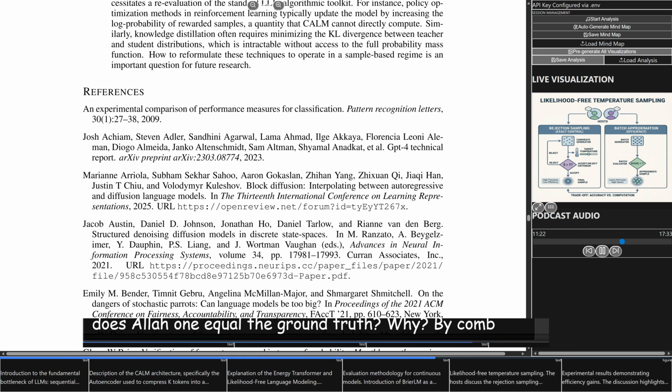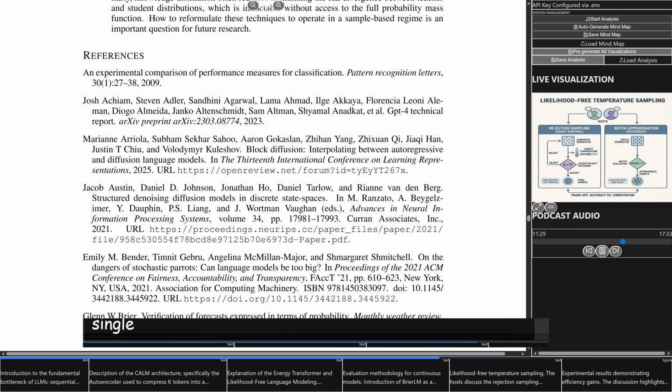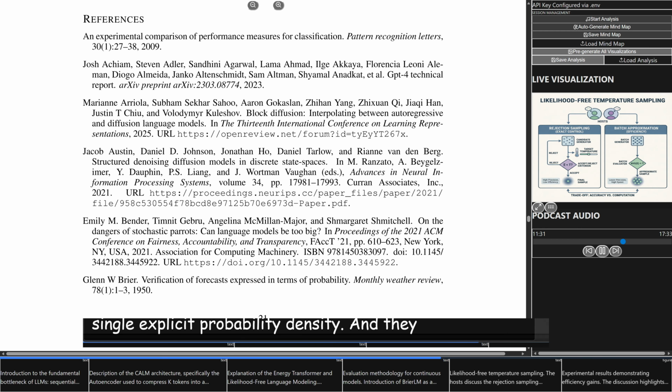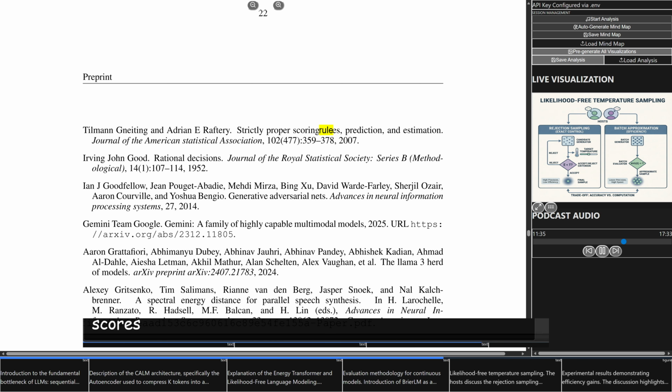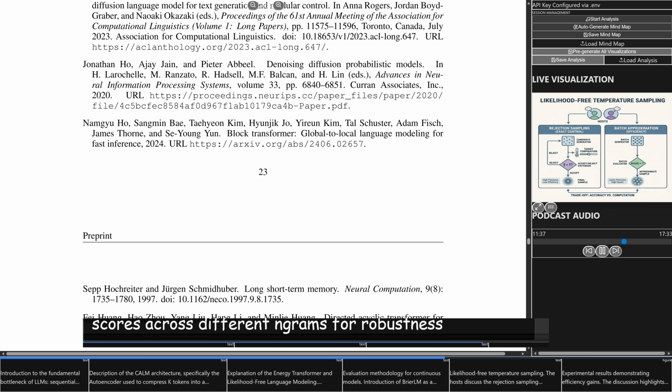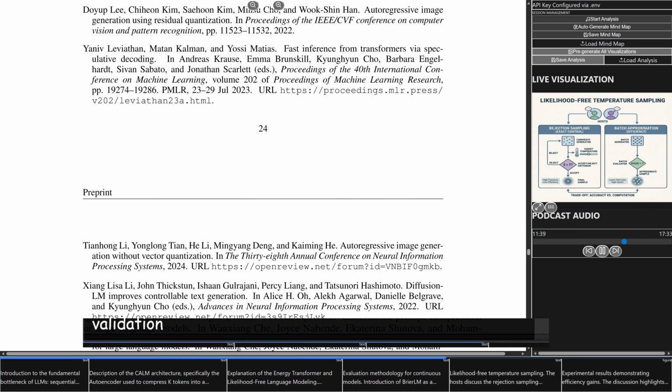By combining these two sample-based indicators, they get a full, rigorous evaluation score without ever calculating a single explicit probability density. And they wrap this all up into a composite metric they call Brier LM, averaging scores across different n-grams for robustness. And the validation was absolutely critical.